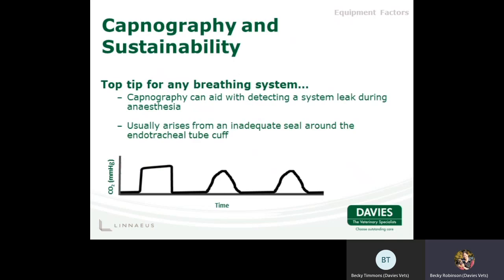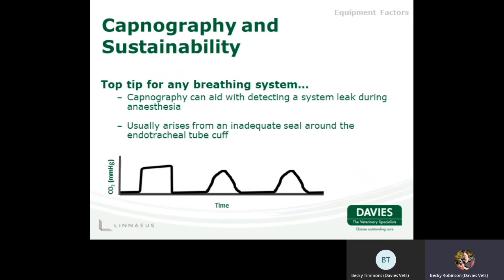In terms of any breathing system, so that's non-rebreathing systems that we've just discussed, and also rebreathing systems such as our circle system, capnography can aid with detecting system leaks during anaesthesia. And again, if we can identify system leaks, we're going to help minimize waste gases that we are producing. So while all breathing systems should undergo a leak check before use, it is possible for a system leak to develop during anaesthesia. And this is usually arising from an inadequate seal around the endotracheal tube cuff.